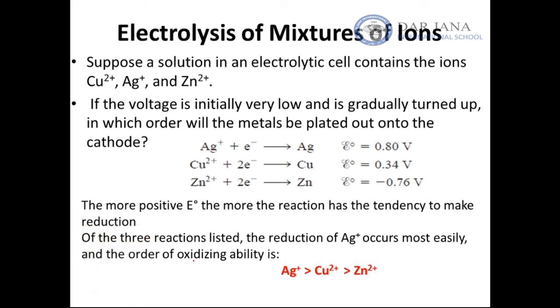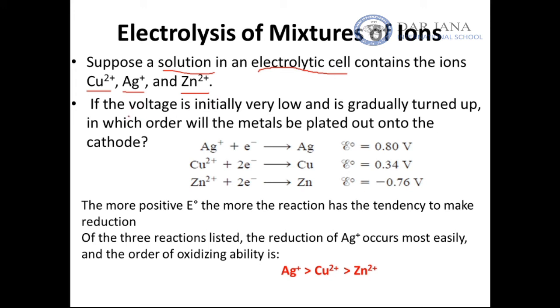Let's take another example for electrolysis. In this case, it's not for water. So we have seen the electrolysis of water. Now we are going to explain the electrolysis of mixtures of ions. So suppose we have a solution, a mixture of ions, and an electrolytic cell containing these three ions: Cu2 plus, Ag plus, and Zn2 plus.